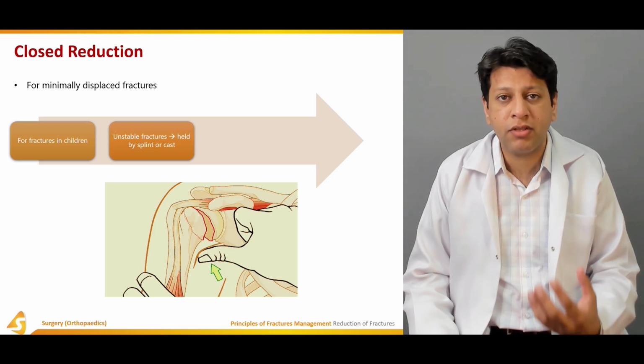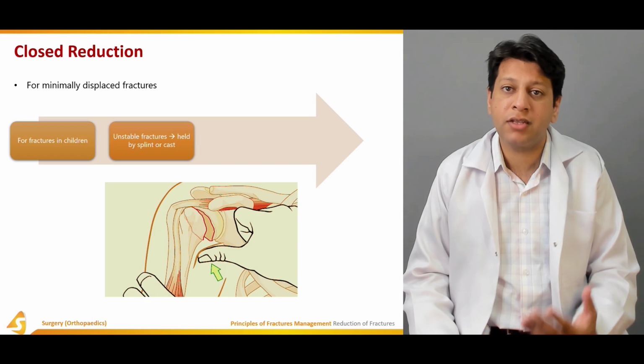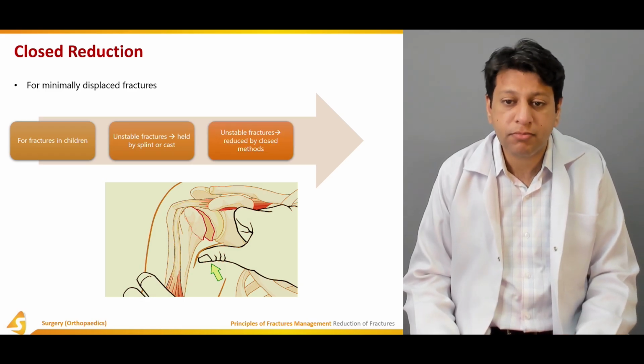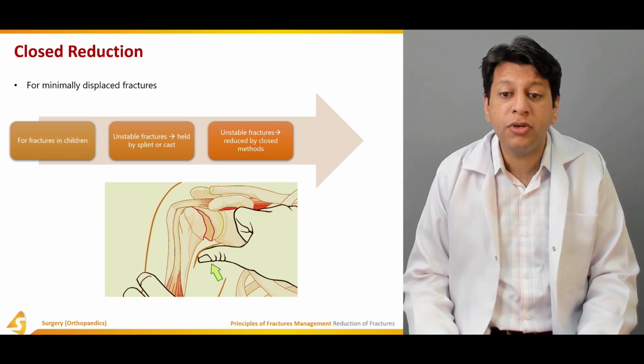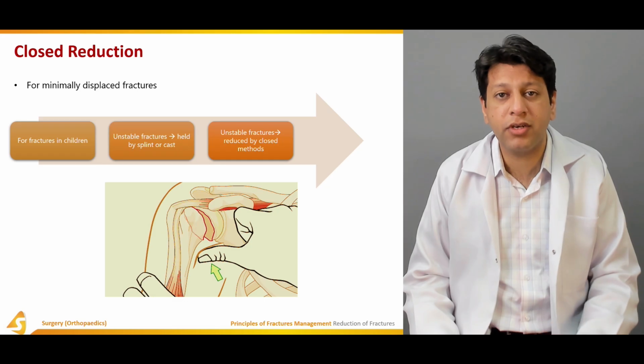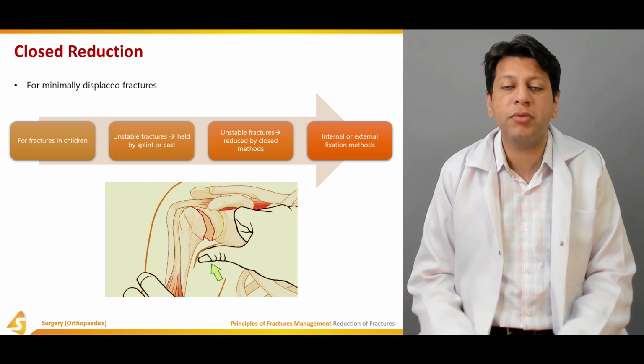So when multiple fragments are involved, what we do is give it a back slab, POP, or splint after doing the closed reduction. Unstable fractures are usually reduced by closed methods. They are converted into stable fractures and then a splint is applied. This could be in the form of internal and external fixation methods as well.